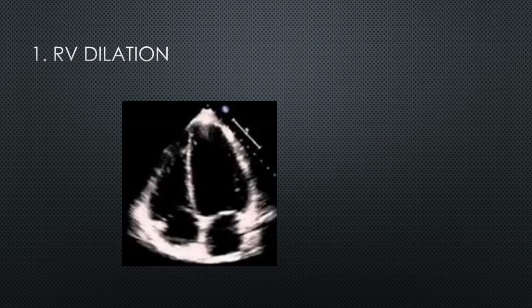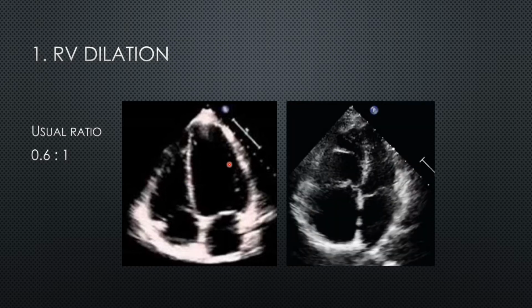So the first of the core findings is RV dilation. So here's a normal apical four-chamber with the left ventricle and the right ventricle, and the RV should be 0.6 to 1 relative to the LV, so 60% of the diameter of the LV. Here's an example of RV dilation. So here the RV is bigger than the LV, so that's severe RV dilation. And as we said, RV dilation is not specific to a PE. It can occur in lots of other conditions, including chronic pulmonary hypertension.